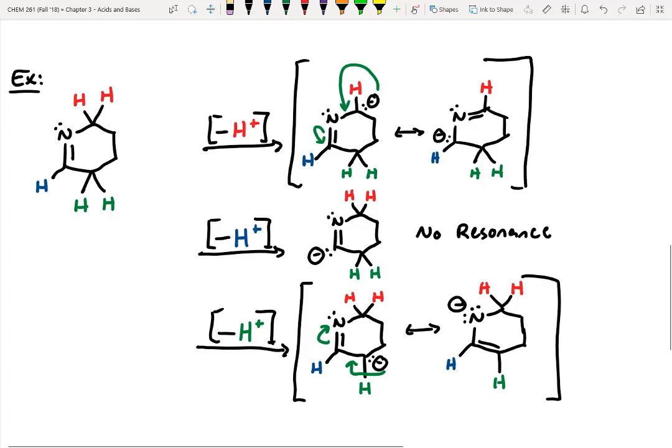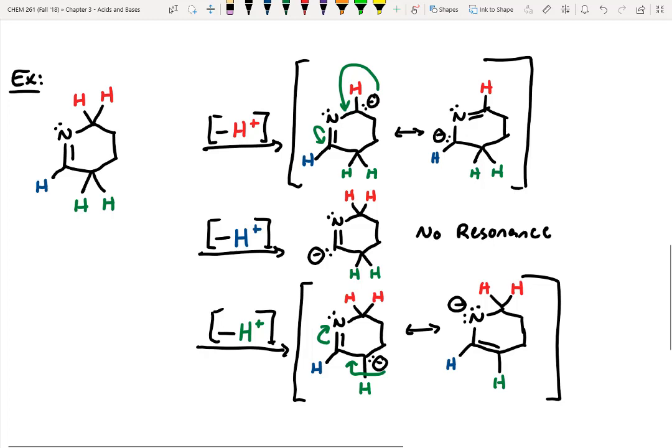All right, so now we're in this tie, right? We know the blue proton's definitely not going to be the most acidic proton. It doesn't have any resonance. But the top one, meaning removal of the red proton and removal of the green proton, both have resonance. So now what do we do? You suffer. Well, let's look at the resonance structures.